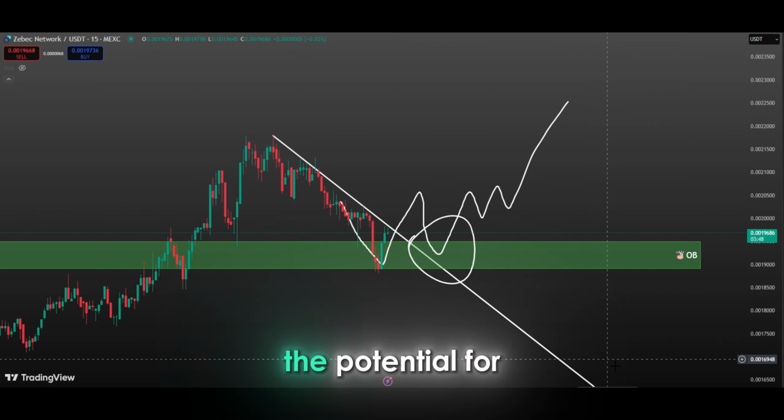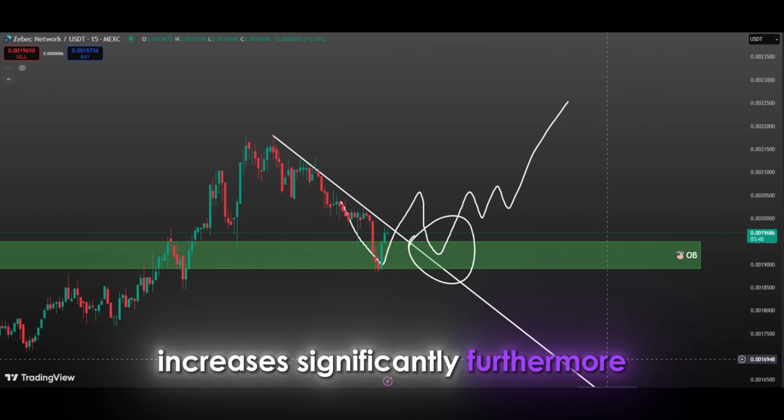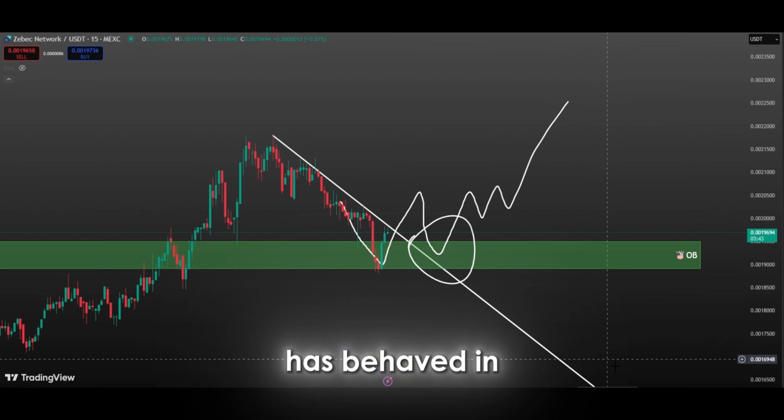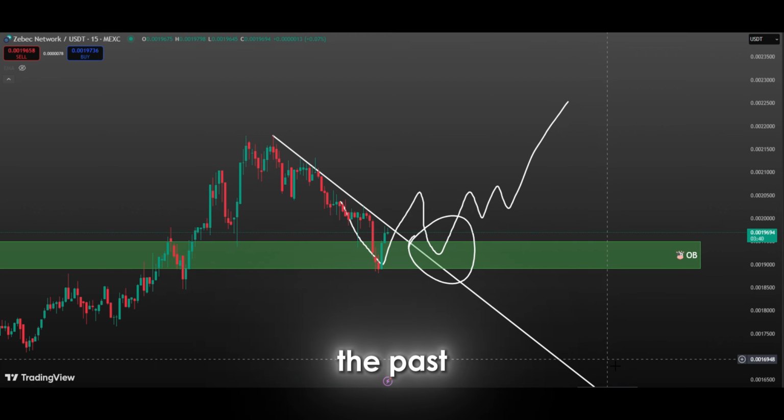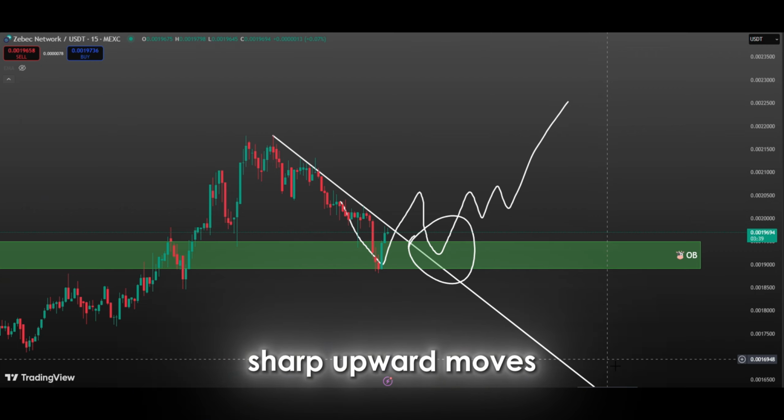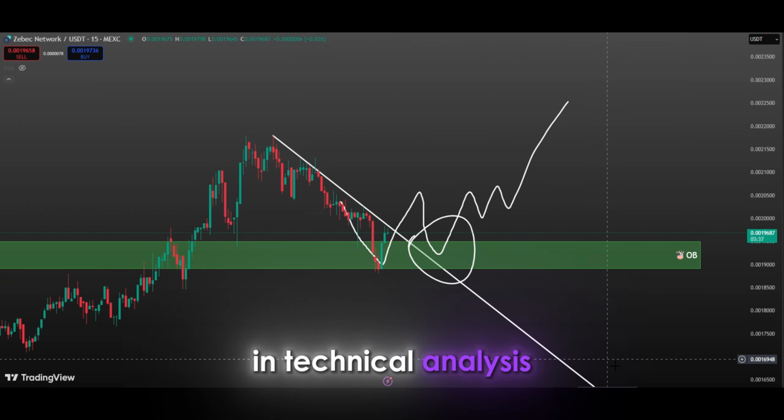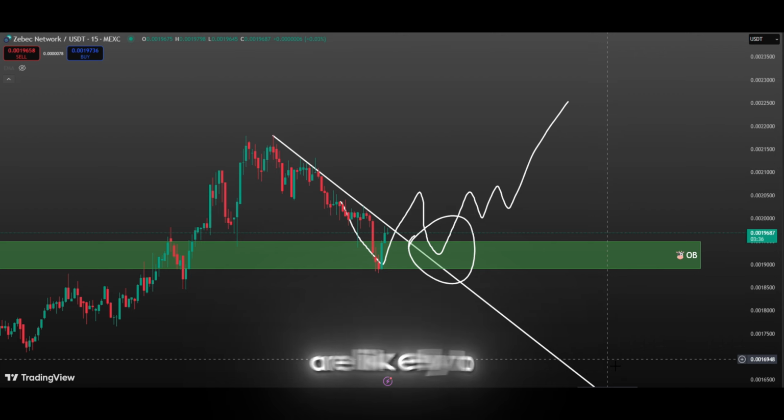In such a case, the potential for the price to reach higher levels in the medium to long term increases significantly. Furthermore, looking back at how the price has behaved in this zone previously, we can see that this level has worked multiple times in the past and led to sharp upward moves. In technical analysis, zones that have worked well in the past are likely to produce similar reactions in the future.